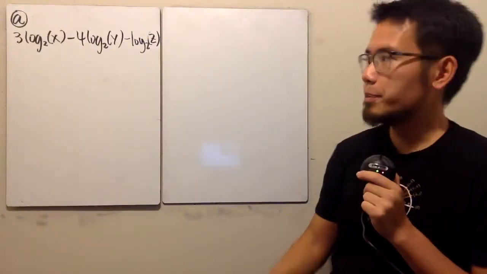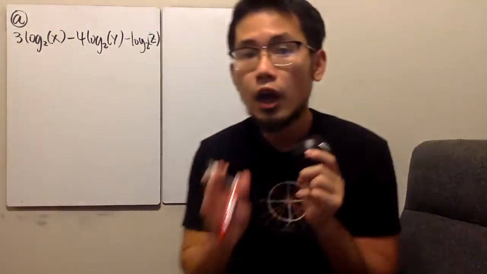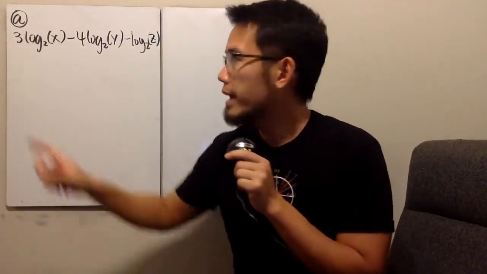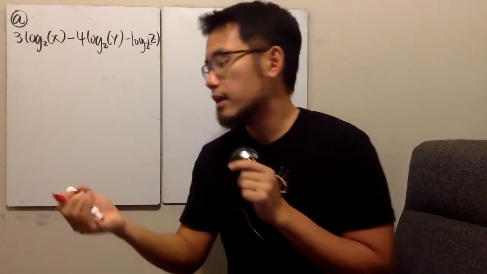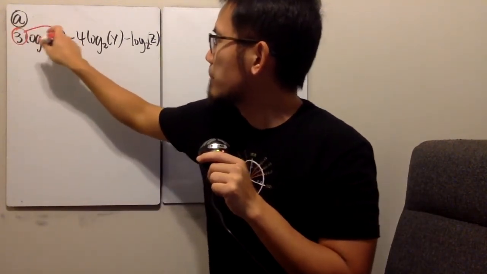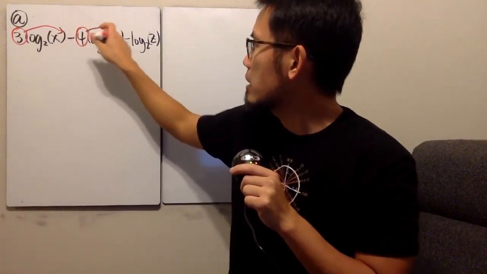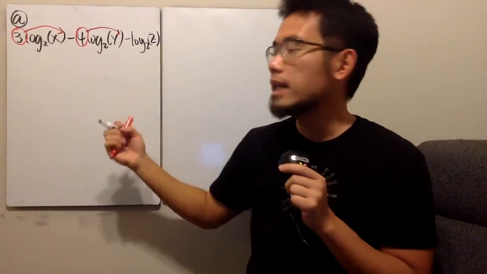Okay, in this video we'll be combining logarithms. So let's get started. This right here is the first one. Remember that we will always have to make sure that the numbers in front of the logs are equal to 1. So if it's not, it's okay though. Just bring this to the power here, and likewise we'll do the same here. And the last one is good because it's just minus log base 2 of z, right?